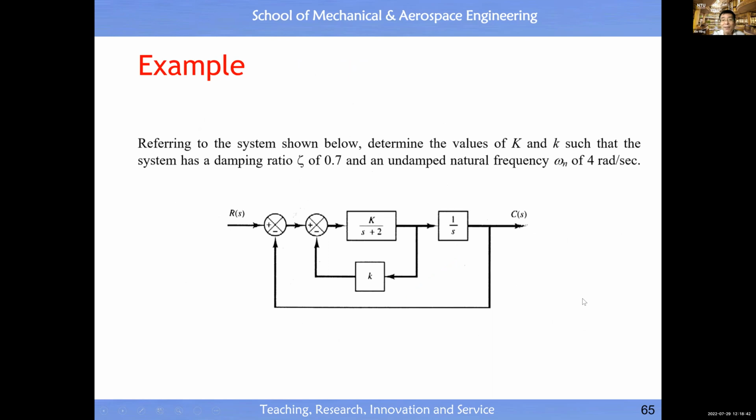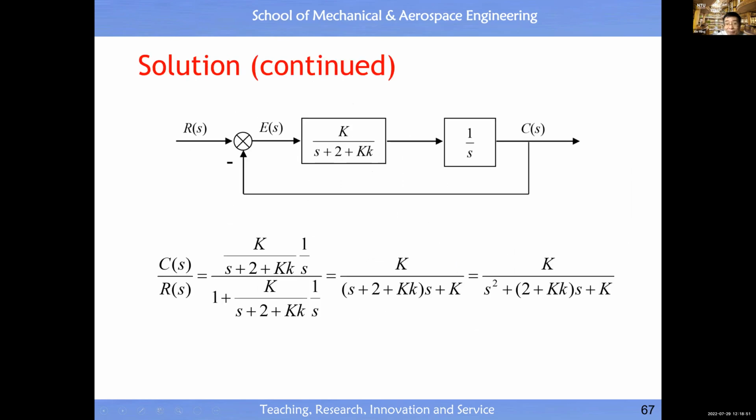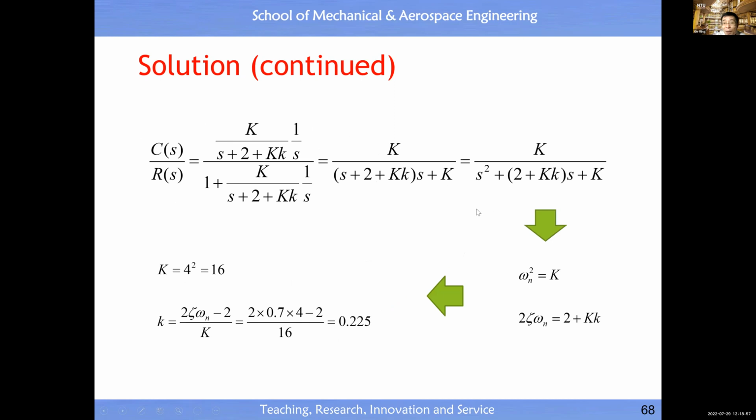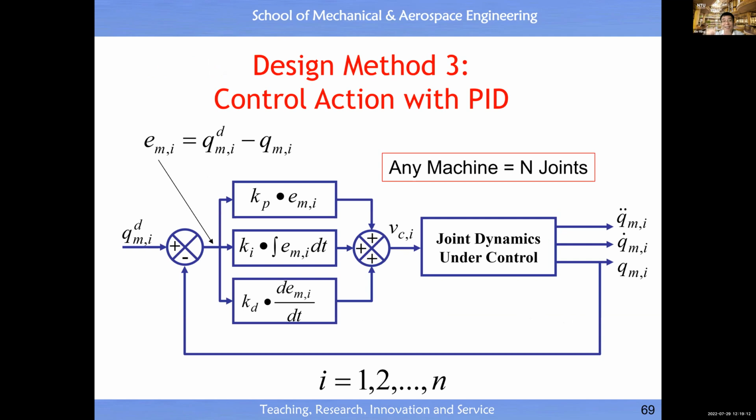So this is a design method, and the requirement is to have a damping ratio zeta equal to 0.7, omega n equal to 4. Very simple, John. Then once you have this transfer function, immediately you understand that K equal to omega n squared, and 2 plus Kk equal to 2 zeta omega n. The question tells you what is omega n, what is the zeta. Then immediately you compute what should be the value for capital K, what should be the value for smaller k. All right, done already. All right.